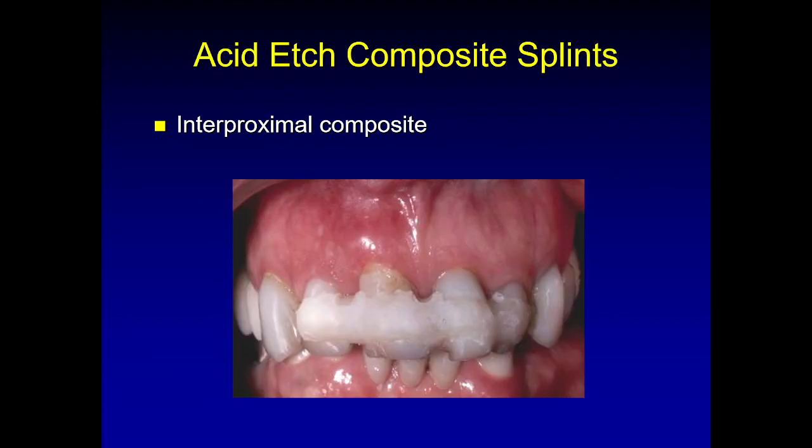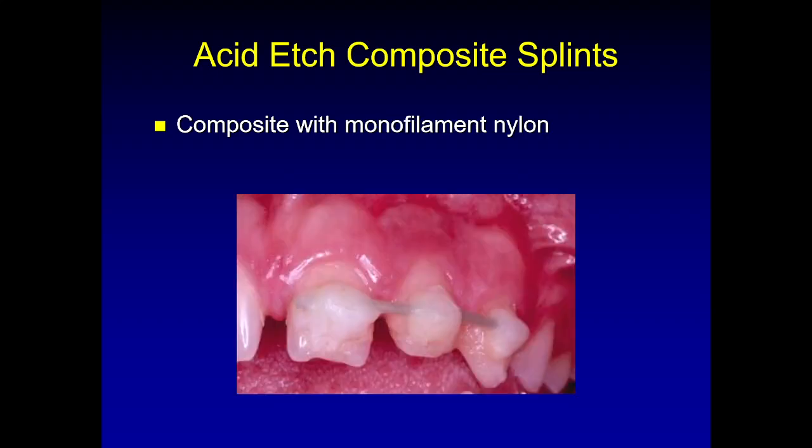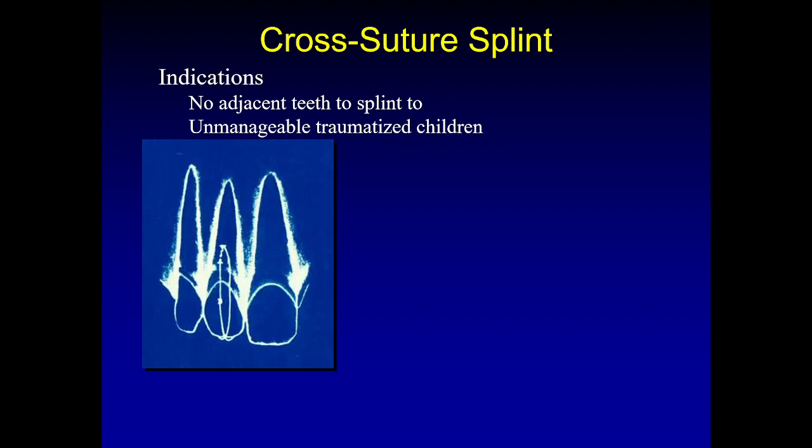So these are the kind of splints you see. This is a composite splint. It's a very annoying splint, this big one. This is the best splint. Just take the wire, put it. This is with Rebond, I think.